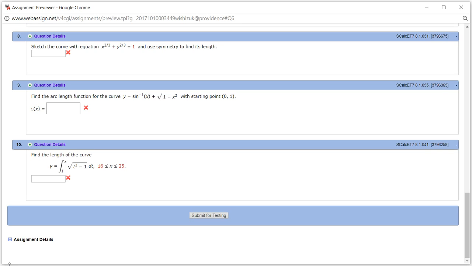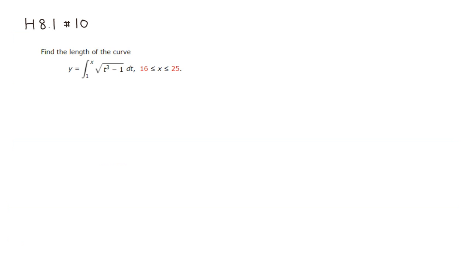All right, let's look at homework 8.1, problem number 10. Let's find the arc length here. y is equal to the integral from 1 to x of the square root of t cubed minus 1 with respect to t. Let's first take the derivative. We're going to have to use the fundamental theorem of calculus part 1.